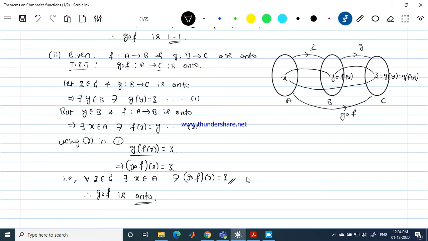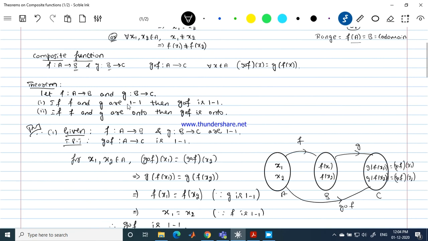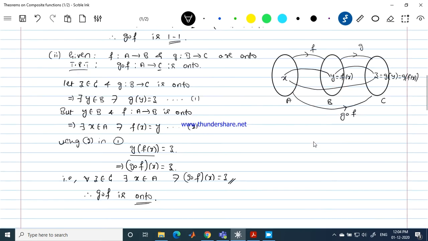Therefore, f composition g is an onto function. See, so simple. And this just proved that whenever the two functions f and g are 1 to 1, their composition is also 1 to 1. If the two functions are onto, their composition is also onto. In short, we can also put it like this: if f and g are bijective, then f composition g is also bijective. Okay, that's fine. So this is what theorem number 1 is.